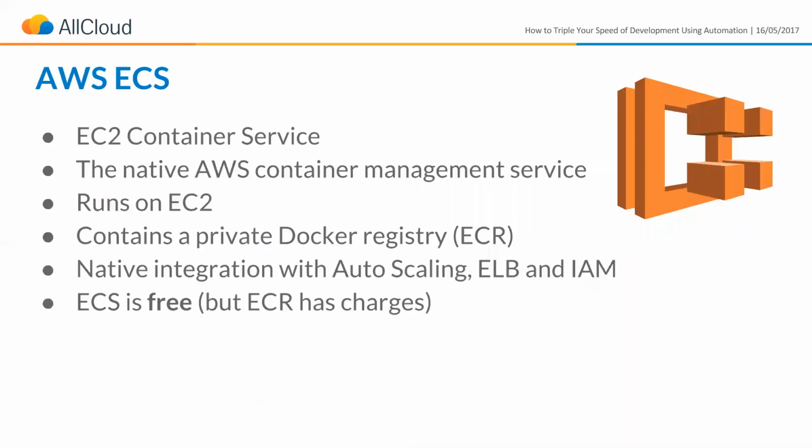Now let's look at another pipeline. This one is a Docker-based pipeline. ECS is the managed container offering from AWS. It stands for EC2 Container Service, and it runs on top of EC2. ECS contains a built-in Docker registry solution called ECR. But of course, you could also use Docker Hub or any alternative for storing the Docker images. It provides native integration with auto-scaling, ELB and IAM. And it is free, except for ECR, which charges for the volume of Docker images that you're storing.